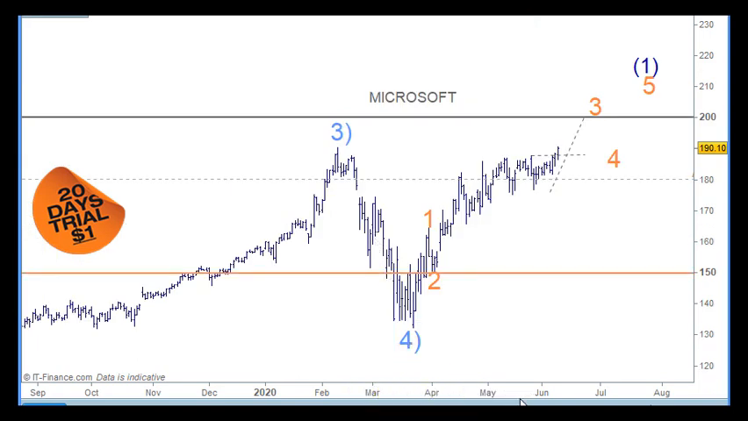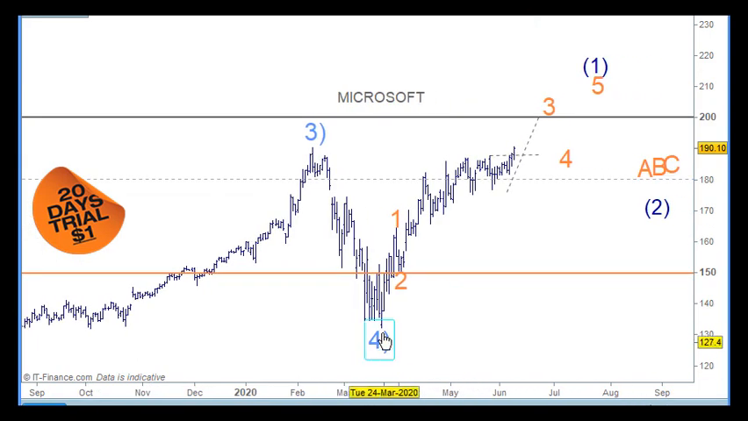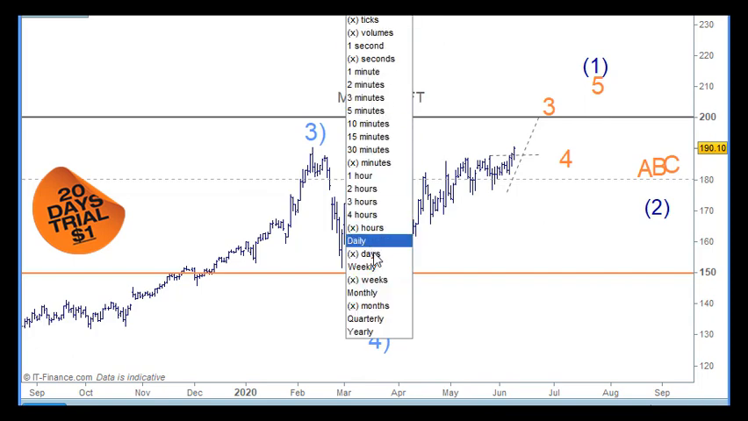So this is where we're looking here. We're looking at wave 1 and 2 here, and then all of wave 3 to take us up to the 200, a major trading level. And yeah, so let's go in and count this to the upside. We're also long in this stock here as well.